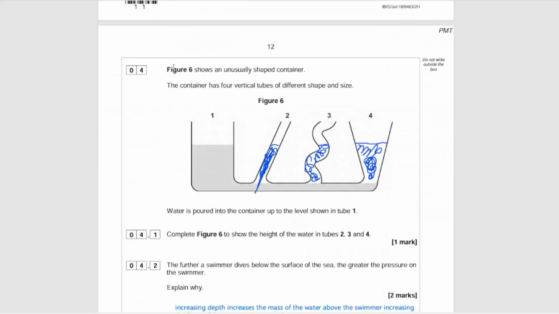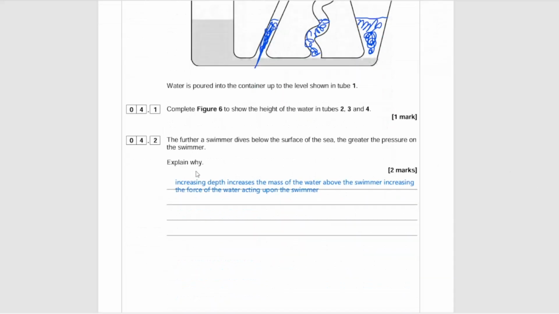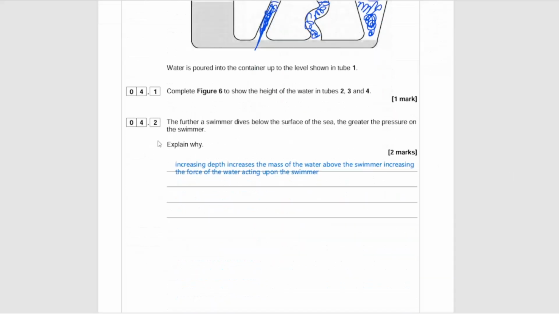Now for question 4, we're shown an unusually shaped container, and we're just asked to complete figure 6 to show the height of the water in all the tubes. You may have done this in an experiment. It's not a required practical, but many teachers like to do it, and you just have to know that all the water levels are equal. And then for 4.2, we're asked to explain why the further a swimmer dives below the surface of the sea, the greater the pressure is on the swimmer. And this is because increasing depth increases the mass of the water above the swimmer, increasing the force on the area acting upon the swimmer.